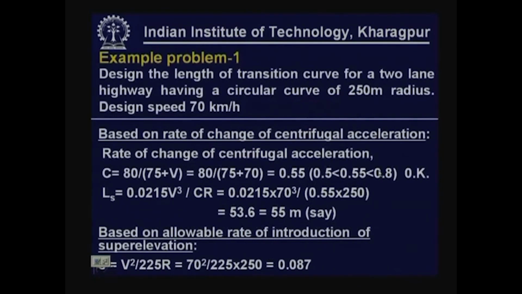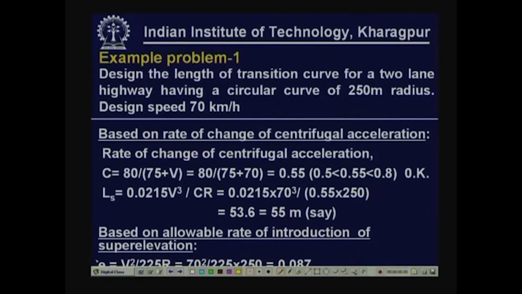Now, let us take an example problem. Design the length of transition curve for a two-lane highway having a circular curve of 250 meter radius and a design speed of 70 kilometer per hour. As per IRC we are doing the calculation. We have to calculate it following two different approaches and the higher of those two values is to be taken.